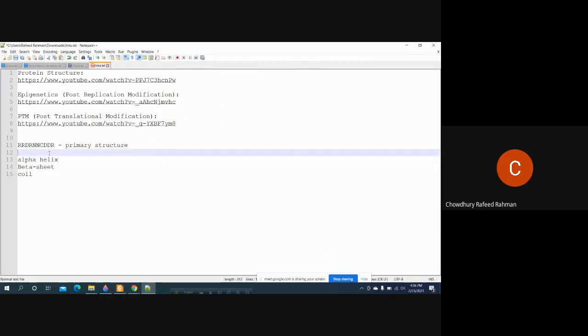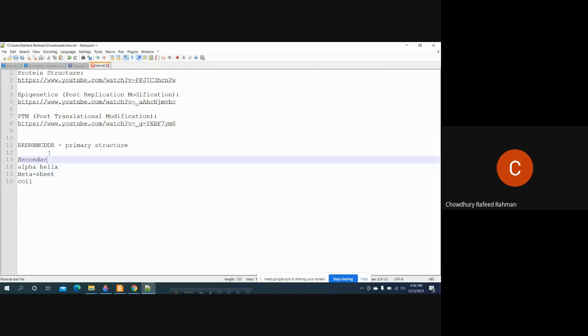And these are actually all secondary structures. There are actually three types of secondary structures in protein. Secondary structures. They are alpha helix, beta sheet, and coil. So is this clear?